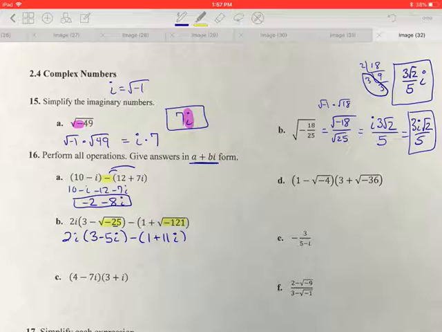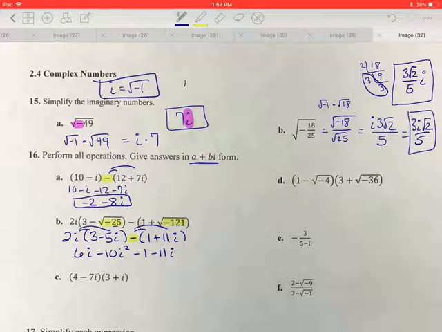Now, just like the last problem, I can go back and distribute that negative. And I can also distribute the 2i. So I'm going to get 6i minus 10i squared minus i minus 11i. Now we talked about i being the square root of -1. Remember the other part of that definition is if I square both sides, I get i squared equals -1. So right here where I have an i squared, I am going to replace that with a -1.